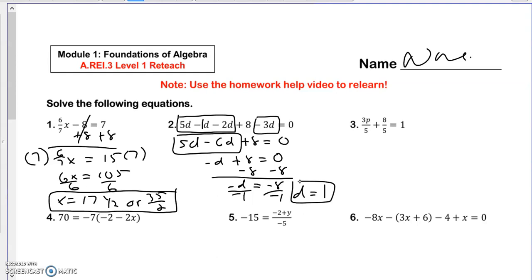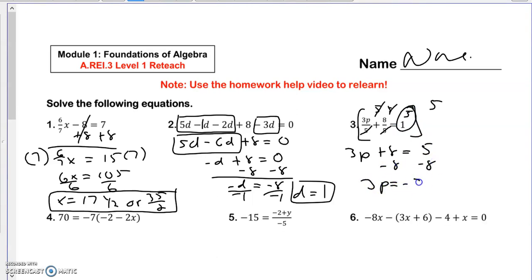Now this one I could have done like question number 1, but this time I want to do it by getting rid of all of the fractions at one time. So I'm going to look at the denominator, and my denominator is 5. So therefore I am going to multiply everything by 5. So I'm going to share the 5 with each term. Cross that out and I get 3p. Cross that out and I get a plus 8. And then the one thing you have to remember is 1 times 5 is 5. And I subtract 8 and I get 3p equals negative 3. Divide by 3 and p equals negative 1.